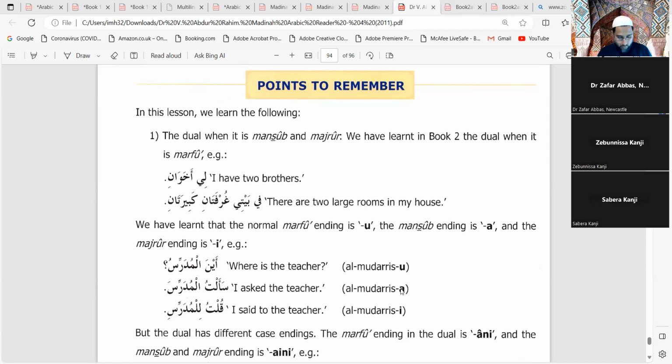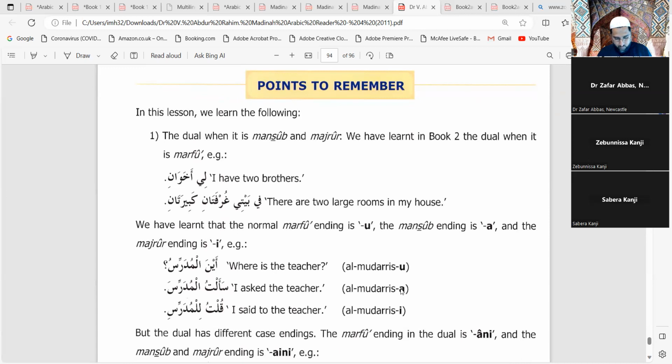The dual when it is mansub and majroor. We have learnt in book 2 the dual when it is marfu. Example, li akhawani, I have two brothers. Fi bayti ghurfatani kabiratani, there are two large rooms in my house. We have learned that the normal marfu ending is u, the mansub ending is a, and the majroor ending is e.